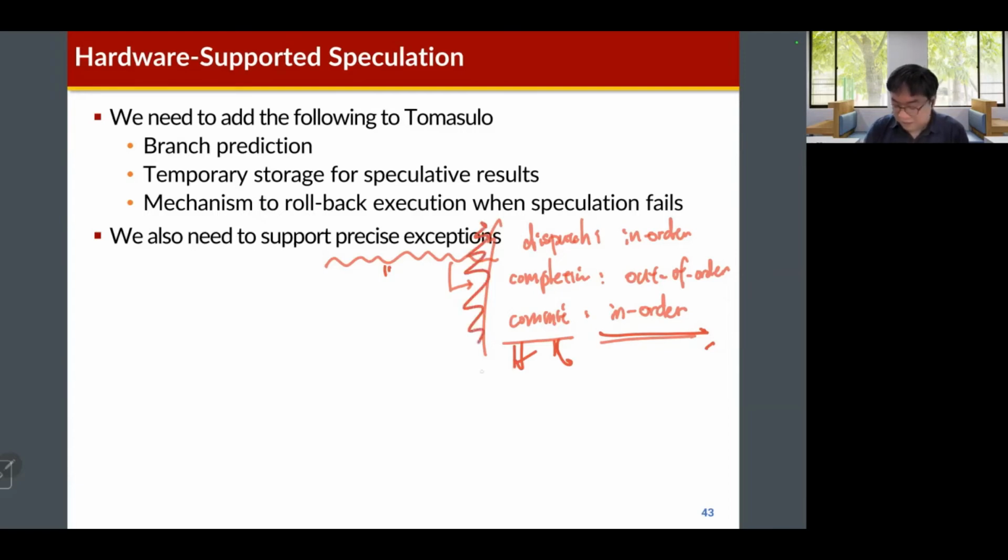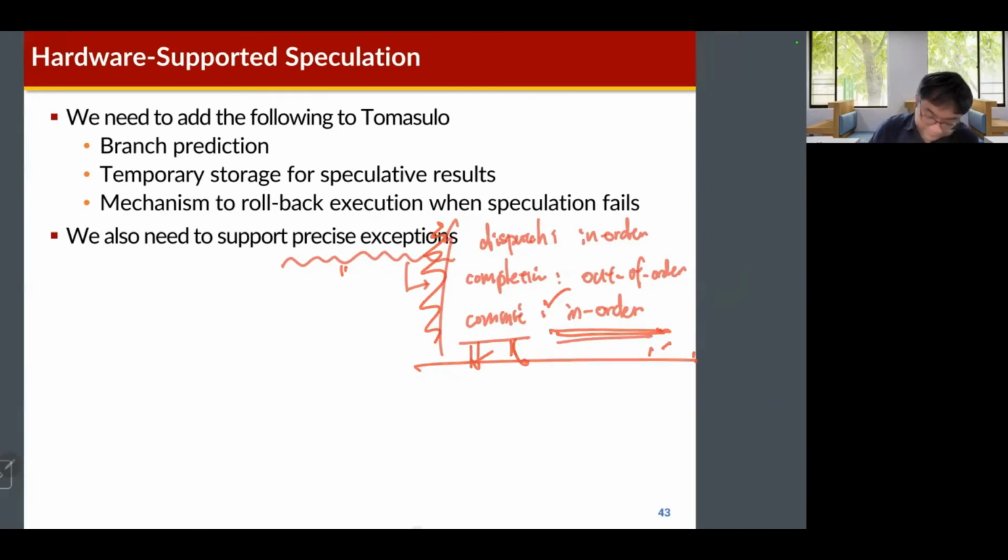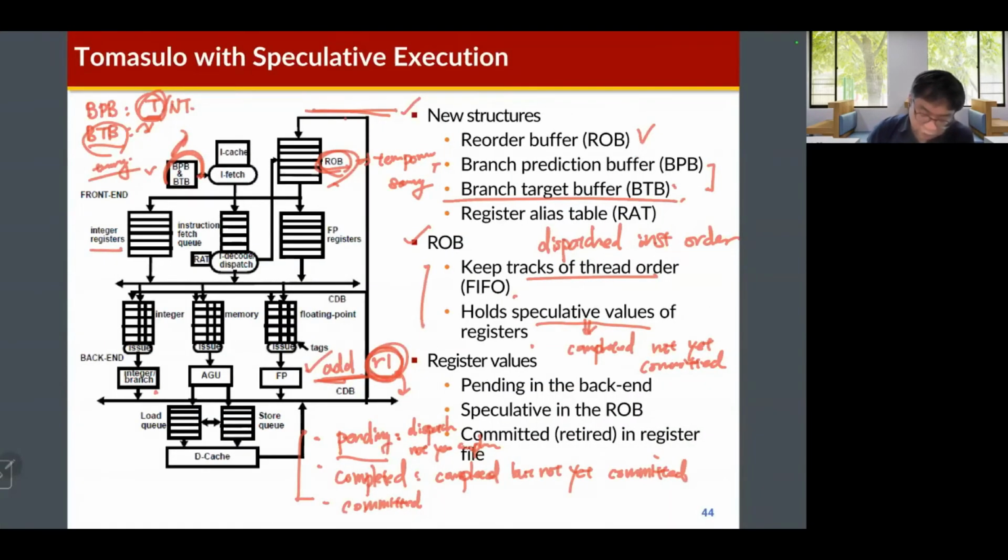So this is the main feature. By distinguishing completion and commit of an instruction, we can support in-order commit, which means we can support precise exceptions. So this is a very good feature of the out-of-order processor with speculation. Okay, so we added the new functional units like the ROB, PPB, PTB, and RIT.